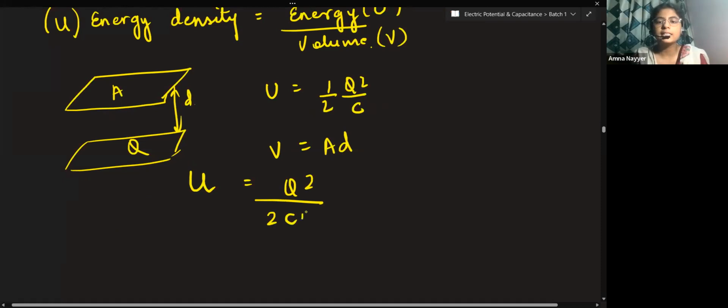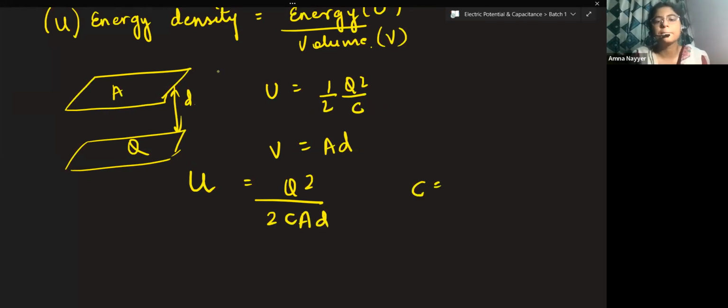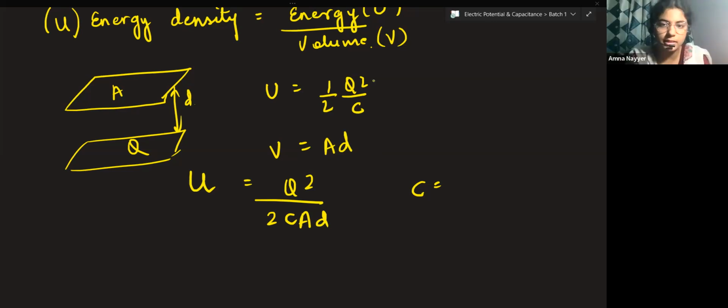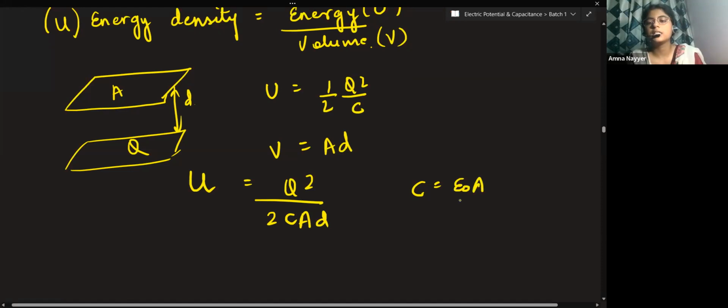And instead of volume, you have A D. See, the value of C for air. Samya, can you tell what is the value of capacitance if air is filled? Nothing is mentioned. What is the value of capacitance that we take? Samya? Epsilon naught A upon D. Yes, epsilon naught A by D. Right. Epsilon naught A by D.